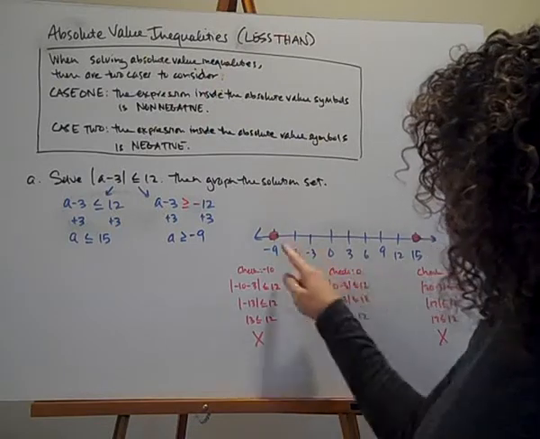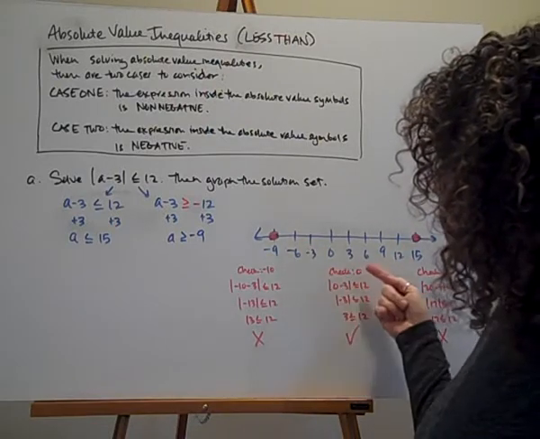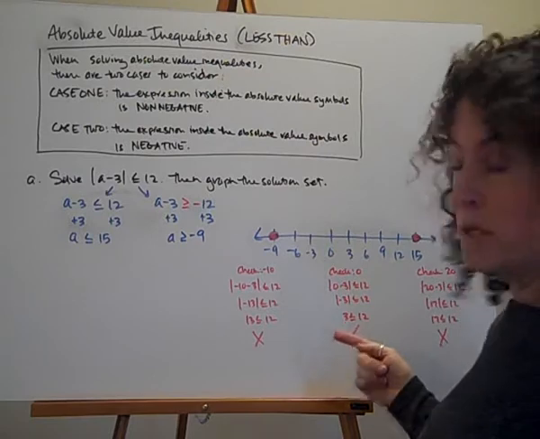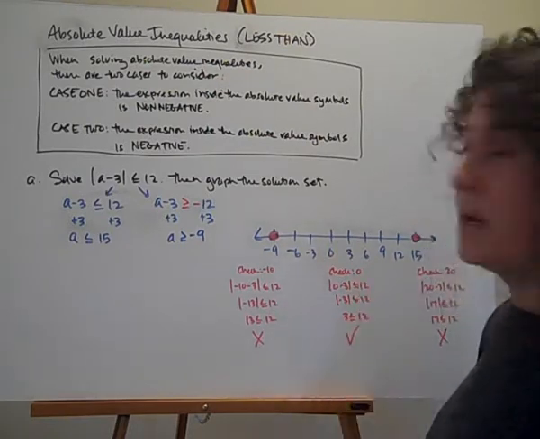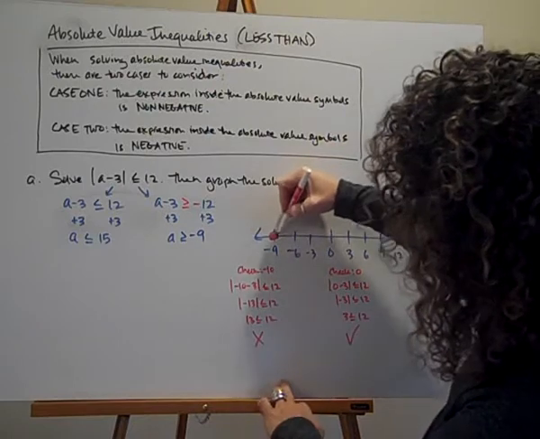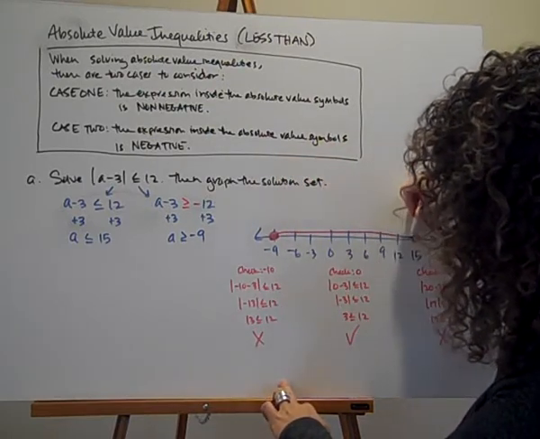I'm going to choose 0. So I take a look at my 0, and yes, that totally does work. So now I know that the numbers in between negative 9 and 15 work. So I'm going to fill in this part of the number line here.